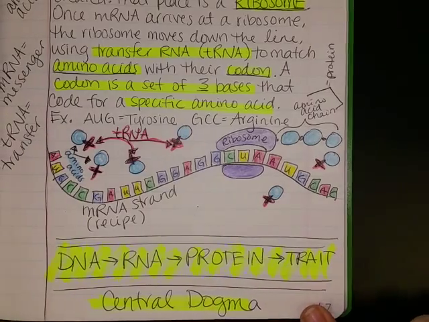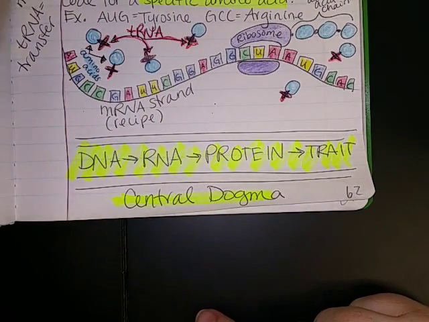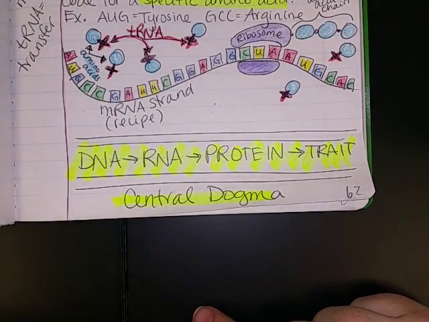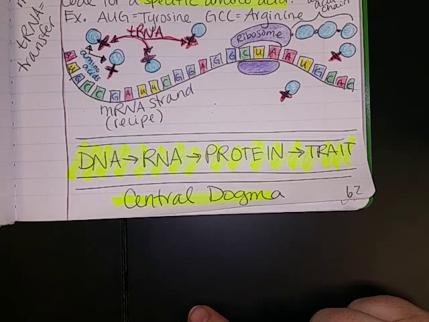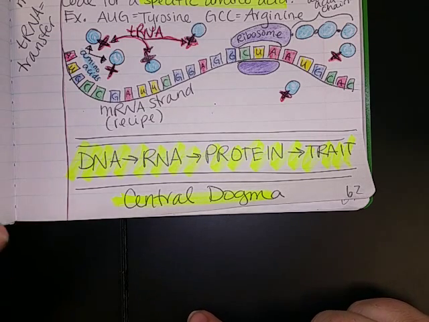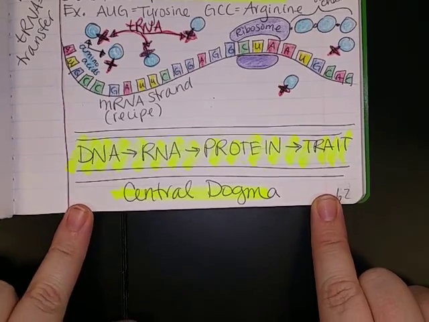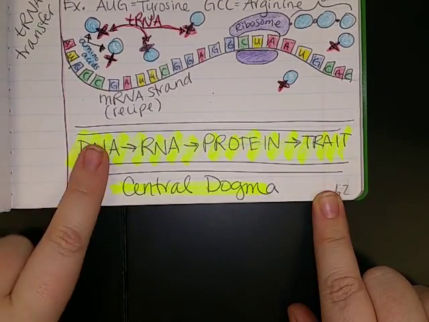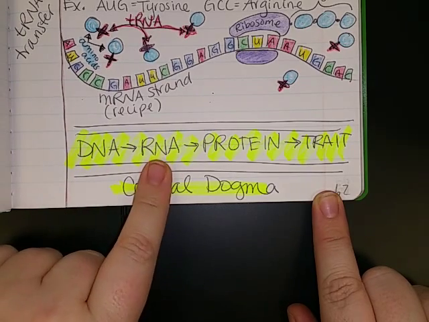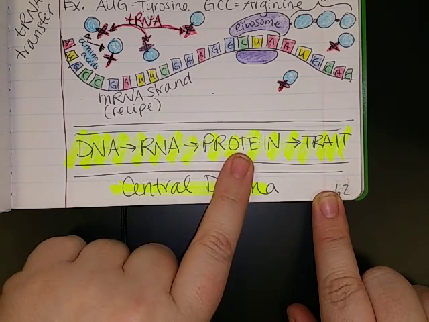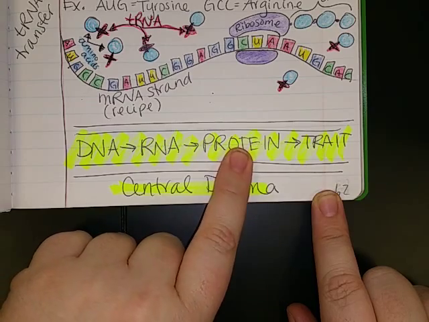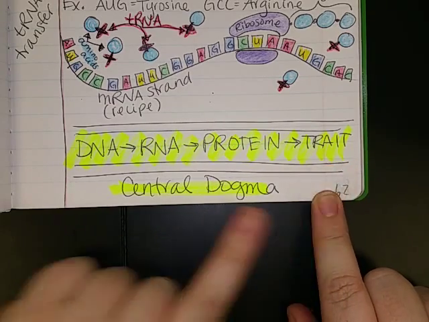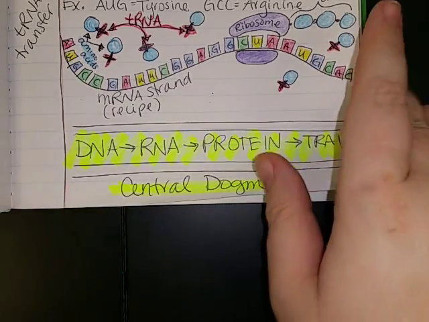tRNA and ribosome. So in biology, there's a thing called central dogma, and it just basically means this is why we are alive. This is the basis of life. This is what causes you to be who you are. And it goes in this order: DNA, RNA, protein, trait. So DNA is the recipe. RNA copies the recipe. Then it also makes the protein. And then when you have that protein made, that's a trait. Okay, and that's what's called central dogma.